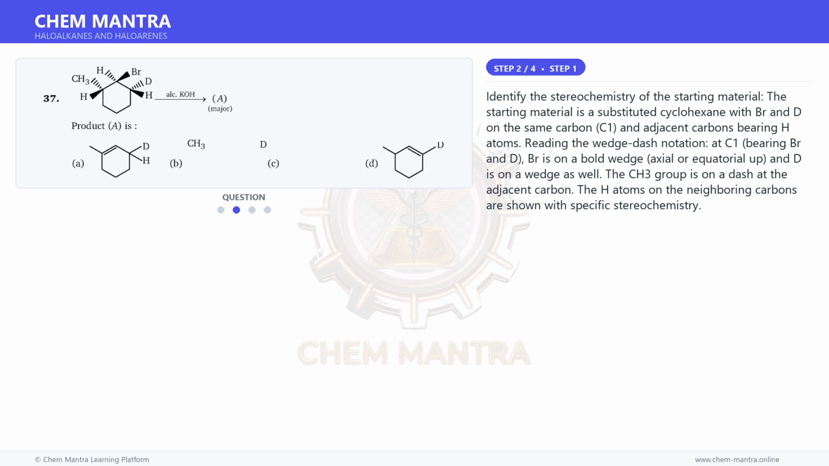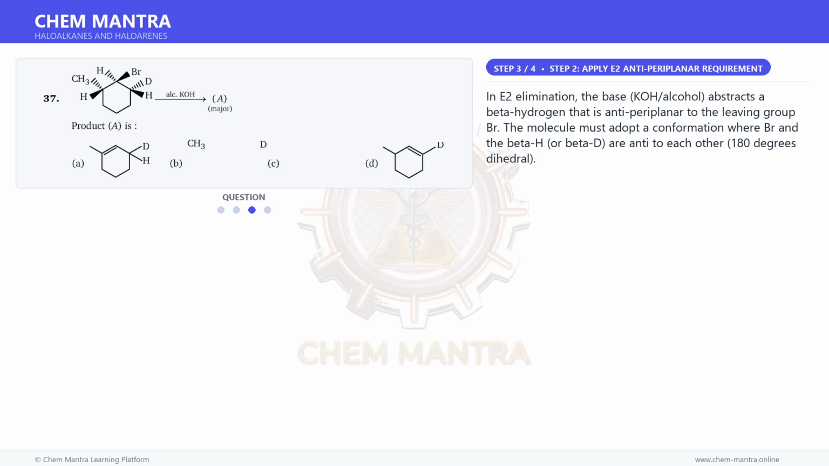Moving on to the next step. Identify the stereochemistry of the starting material. The starting material is a substituted cyclohexane with Br and D on the same carbon, C1, and adjacent carbons bearing H atoms. Reading the wedge-dash notation, at C1, bearing Br and D, Br is on a bold wedge, axial or equatorial up, and D is on a wedge as well. The CH3 group is on a dash at the adjacent carbon. The H atoms on the neighboring carbons are shown with specific stereochemistry.